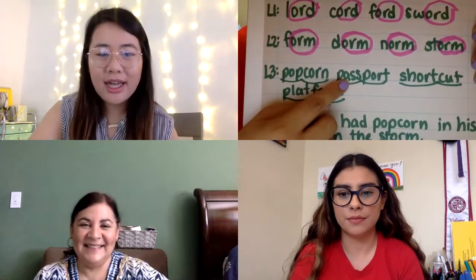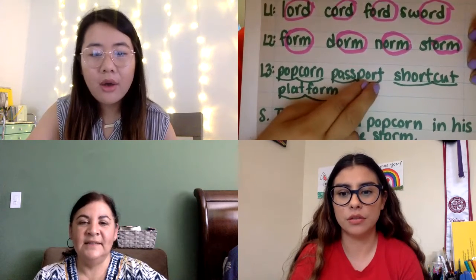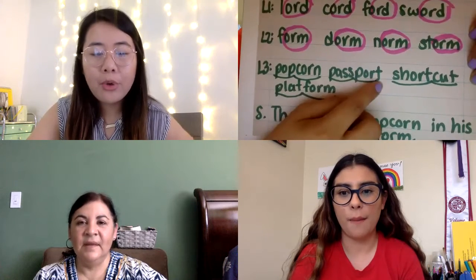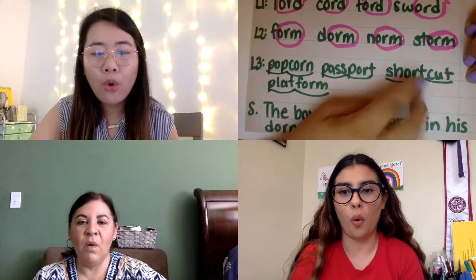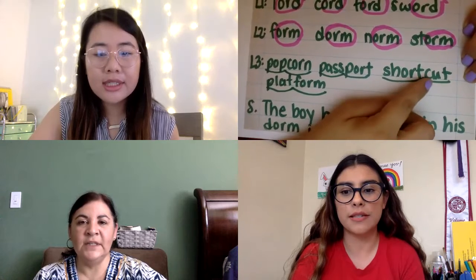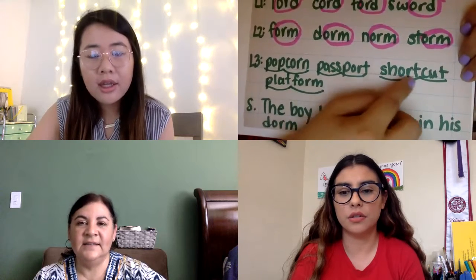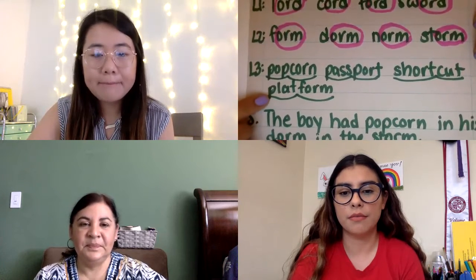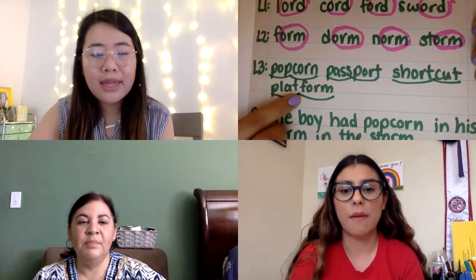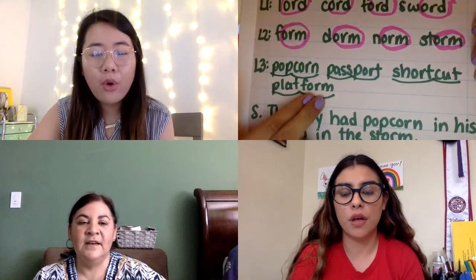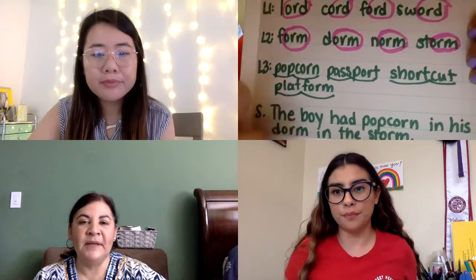Here we go. Sound, sound, OR, sound, blend. Pass. Sound, sound, OR, sound, blend. Horse. Whole word. Passport. Nailed it. Sound, sound, OR, sound, blend. Short. Sound, sound, sound, blend. Cut. Whole word. Shortcut. Okay, last word. Sound, sound, sound, sound, flat, and then sound, sound, OR, sound. Form. Whole word. Platform. Platform. Reread for fluidity.